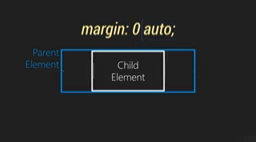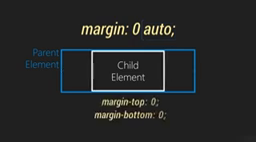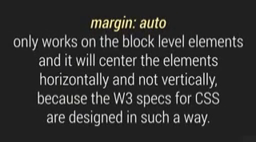The first parameter 0 indicates that the top and bottom margins will both be set to 0. But remember that this only works on the block level elements, and the auto will center the elements horizontally and not vertically. It does not set them vertically centered because the W3 specs for CSS are designed in such a way.